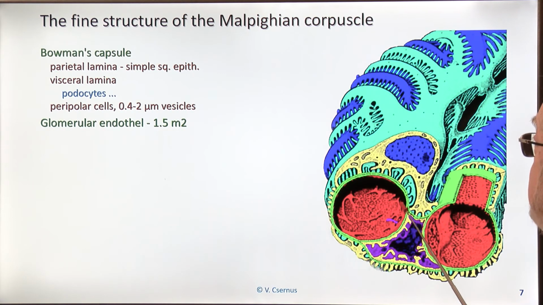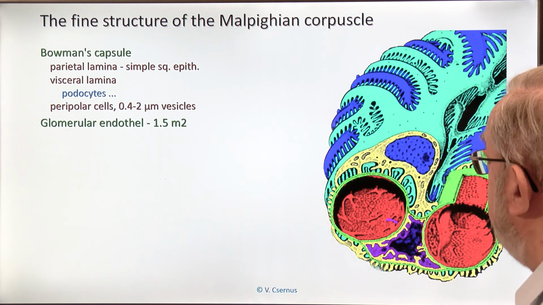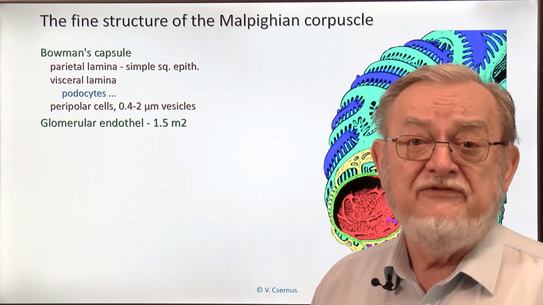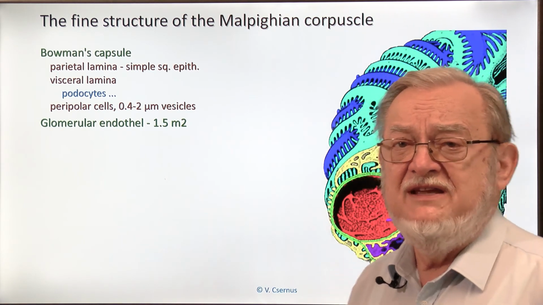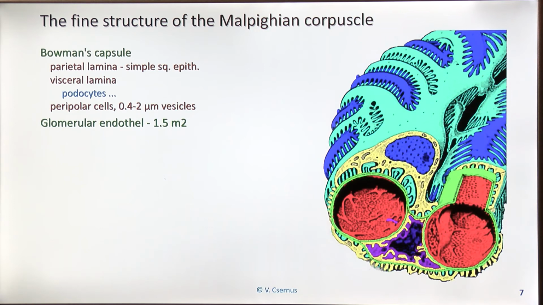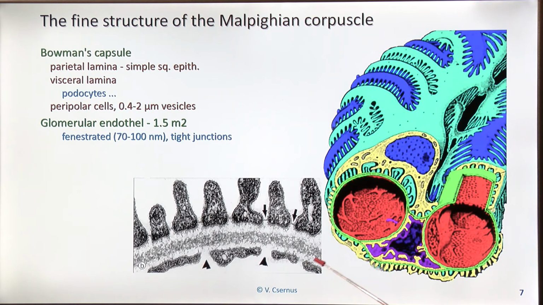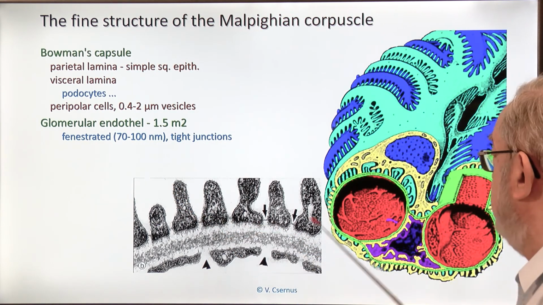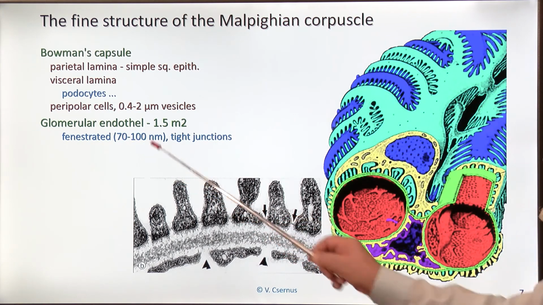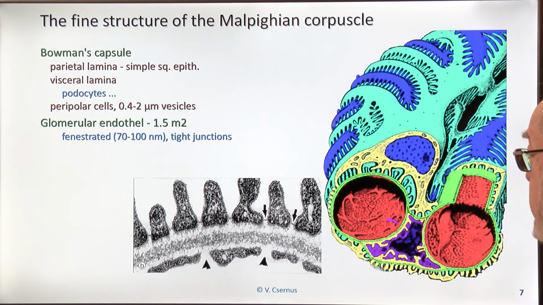To continue the fine structure of the Malpighian corpuscle, let's talk about the glomerular endothel. The total surface of the glomerular endothel is about 1.5 square meters. This pretty much fits the information about when people undergo dialysis, the artificial kidney. The surface of this instrument is also very similar. The endothel is fenestrated. Fenestra, you know, is Latin for window. It means little windows on that. It's around 1/10 of a micrometer.